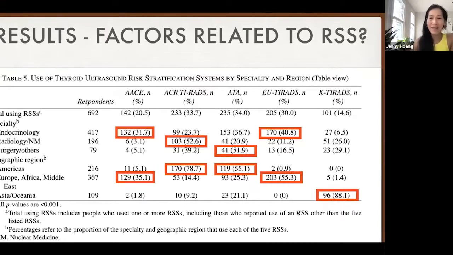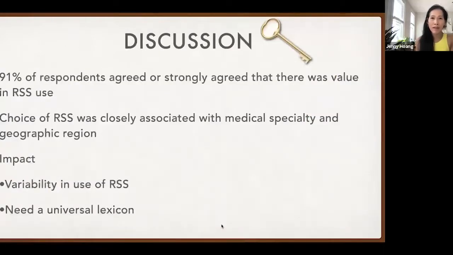So again, this highlights the point that we're loyal to our specialty and we're loyal to our geographic region. And this accounts for the multiple risk stratification systems that are used. And that was our third key point. So let's get to the discussion.